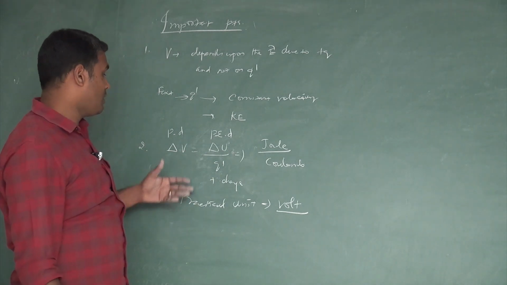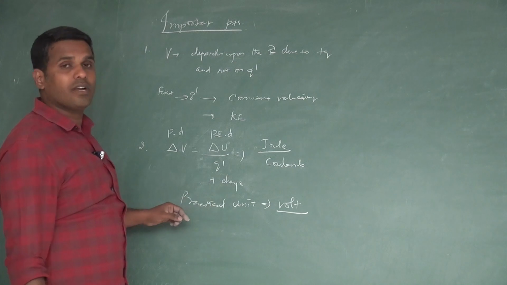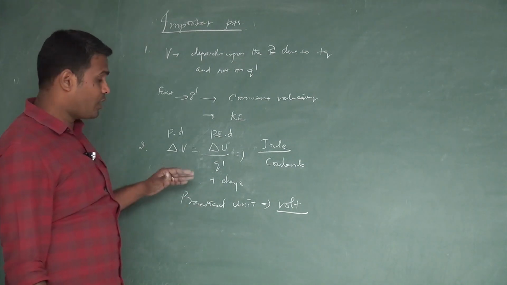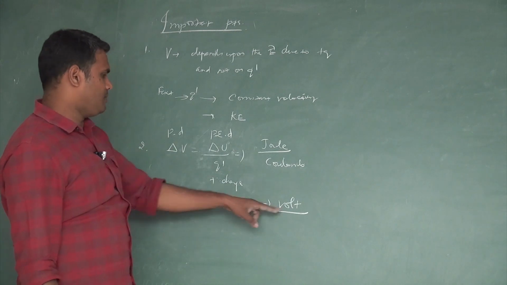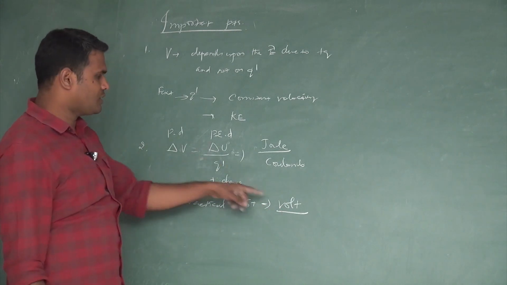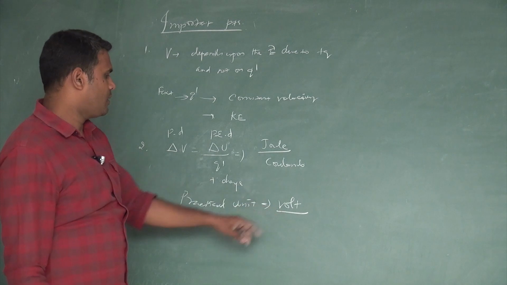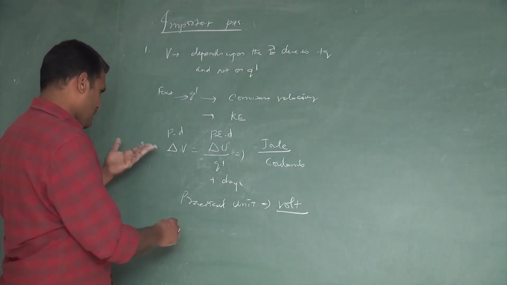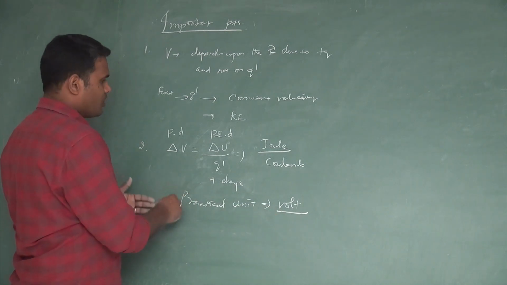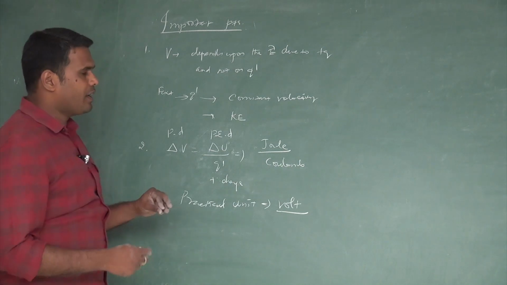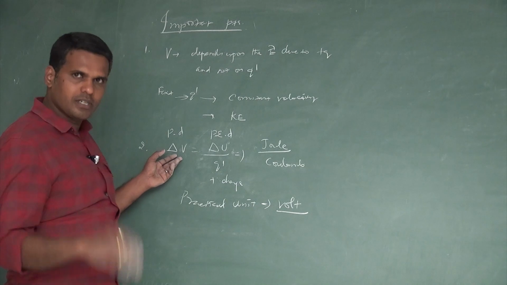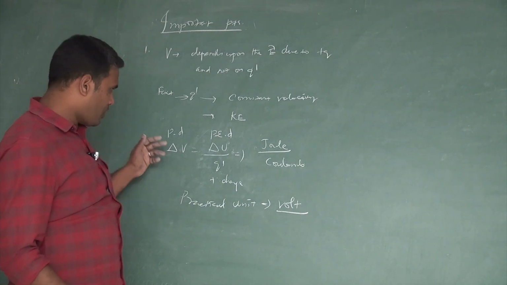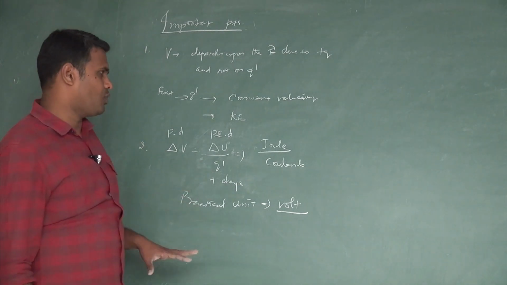Now to honor him, this unit has been defined. He invented the battery or electric cells. So in order to honor him, the unit of potential difference is given as volt. So the unit of potential as well as potential difference, both are volt. Whenever you express the unit of potential difference, it must be expressed in terms of volt. And for potential difference also, the unit is volt.